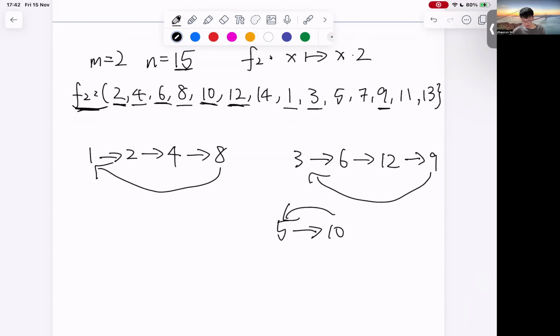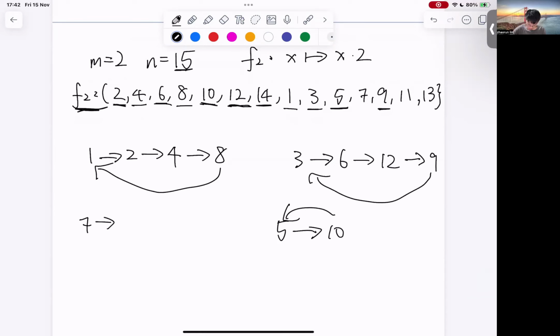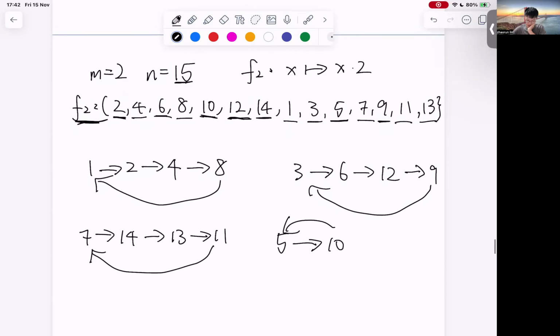And then let's consider 7. 7 maps to 14. 14 maps to 13. 13 maps to 11. 11 maps to 7. So here is the permutation graph that we get after this mapping.